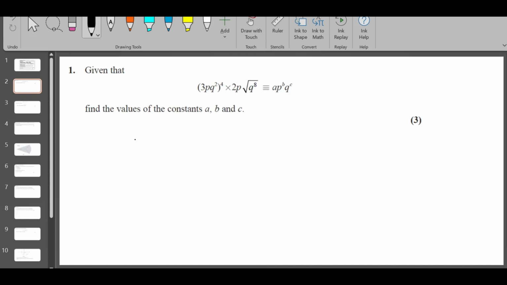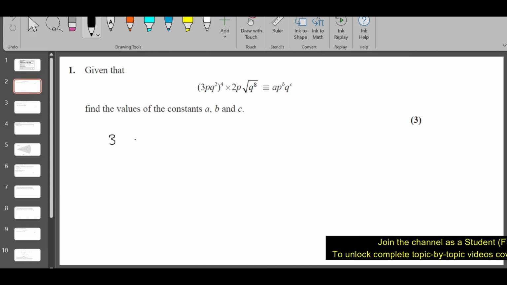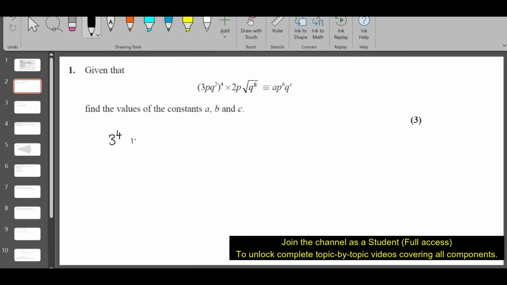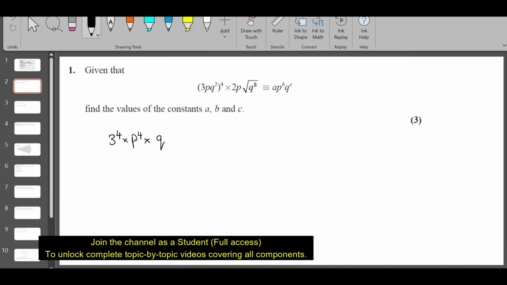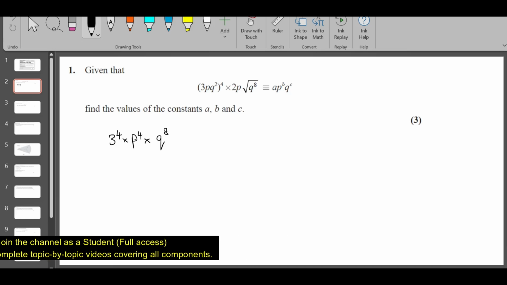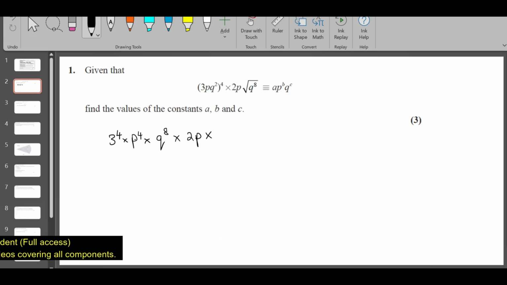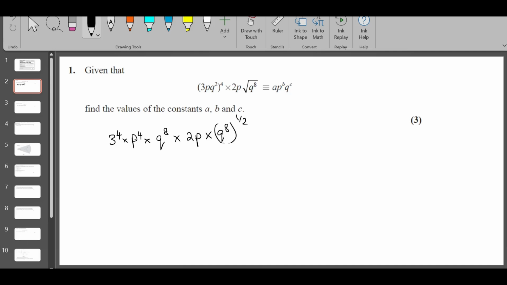Find the values of A, B, C, just laws of indices. So I'm going to put the power for everything: 3 power 4, P power 4, Q squared power 4. 2 fours are 8, times 2P, Q power 8. Square root means power 1 over 2, right? Which is A, P power B, Q power C. We can put it at the end.